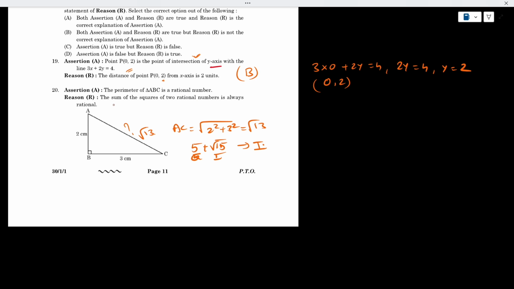So automatically the reason must be true, but you can check also the sum of squares of two rational numbers is always a rational number. That is true, because when you take the square, if it's a rational or irrational, it will become a rational number. Because if there is a root a, the whole square will always become a, and a will be a rational number. Correct? So your reason is true, assertion is false. That means your option number D is the right option.